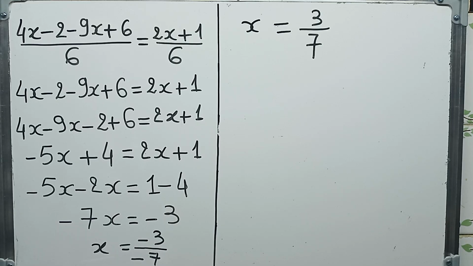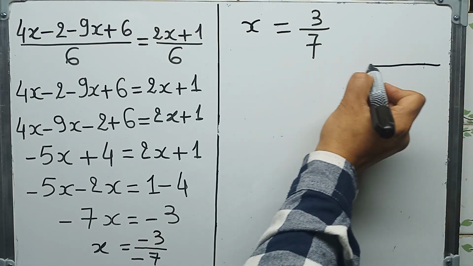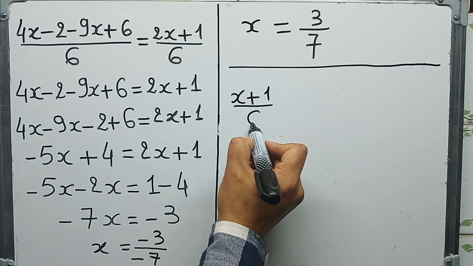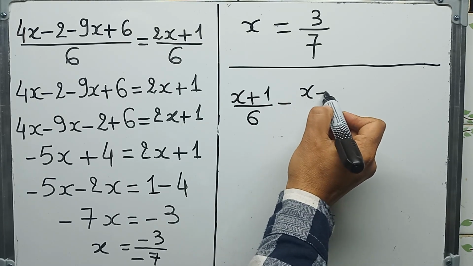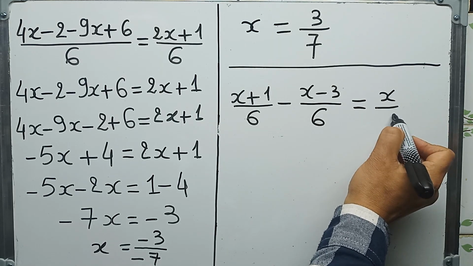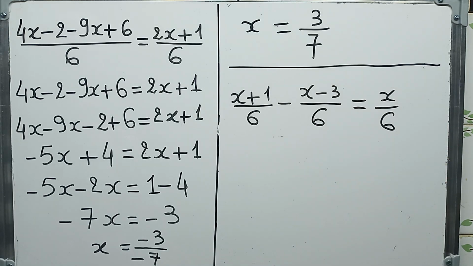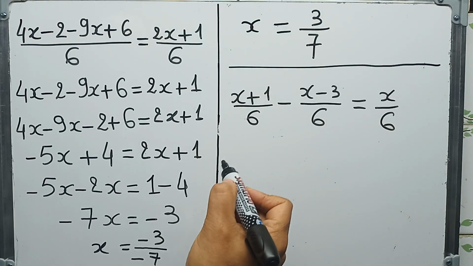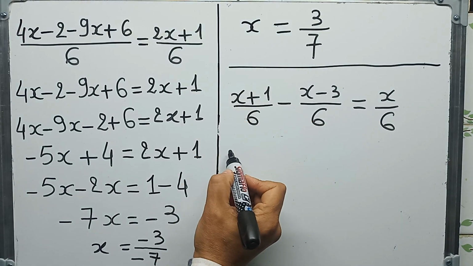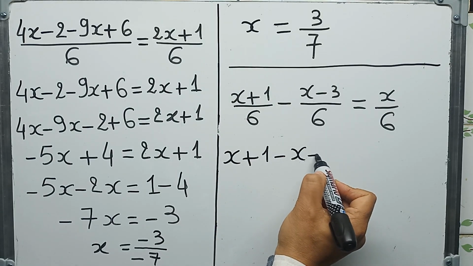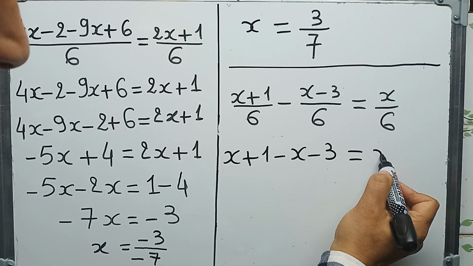And the final thing I will say in this video is the common mistake that my students always make. For example, they have this equation: (x plus 1) over 6 minus (x minus 3) over 6 equals, for example, x over 6. They say that they can cancel the same denominator, which is okay, but the problem is the method they cancel it. They write like this: x plus 1 minus x minus 3 equals x.